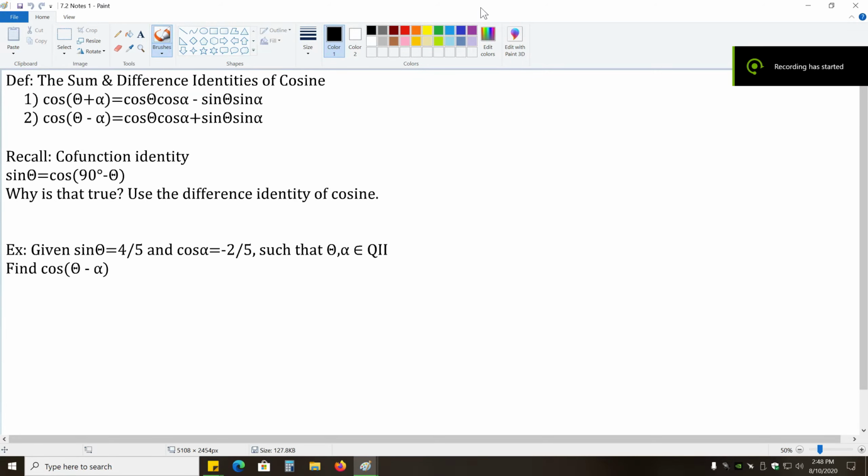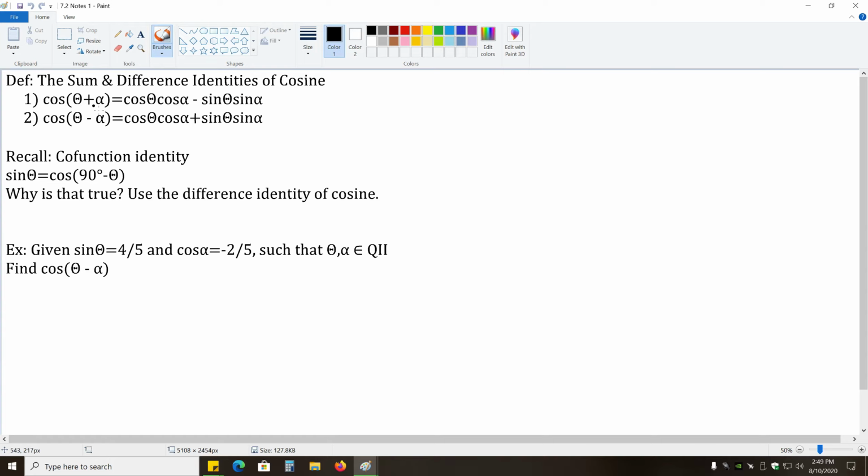For this section, we'll be talking about the sum and difference identities for sine, cosine, and tangent. So the sum and difference identities talk about when we have two angles added or subtracted within cosine, sine, or tangent.